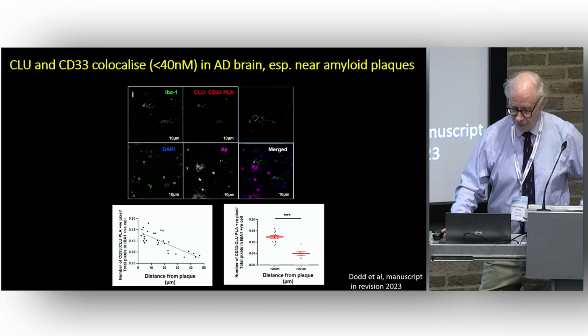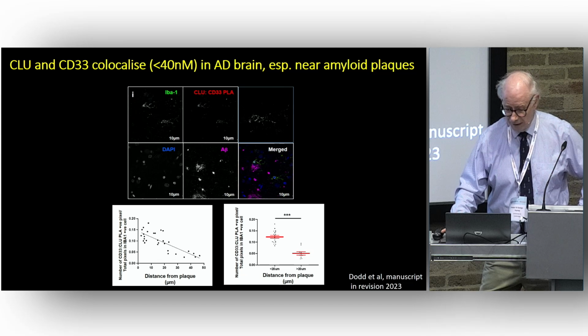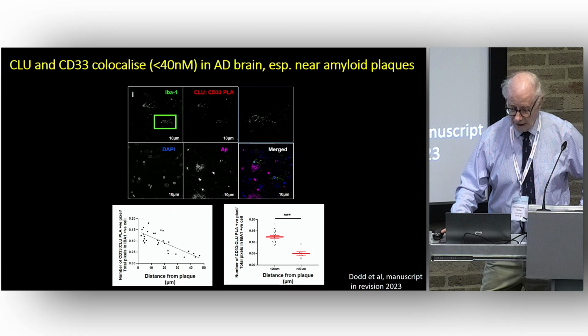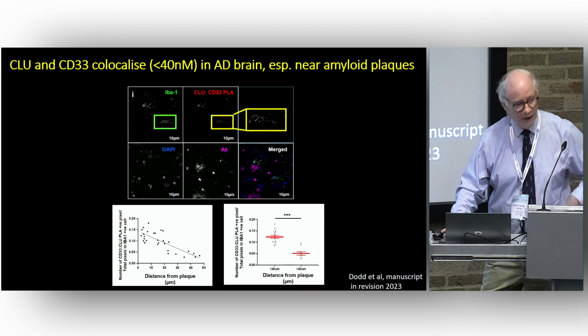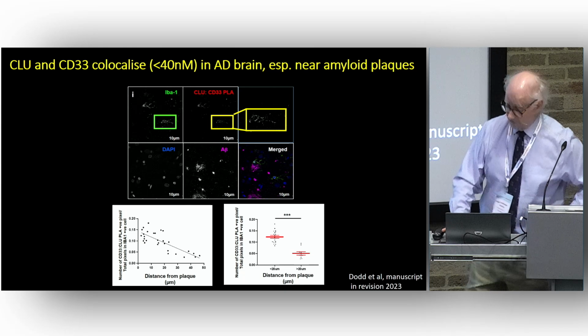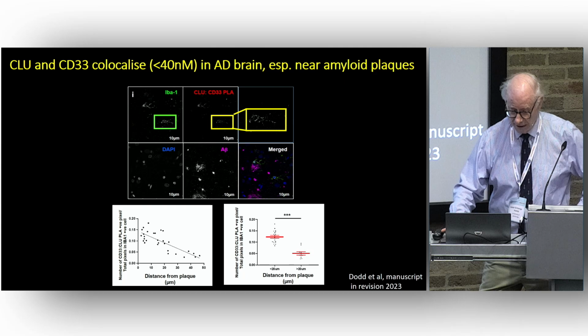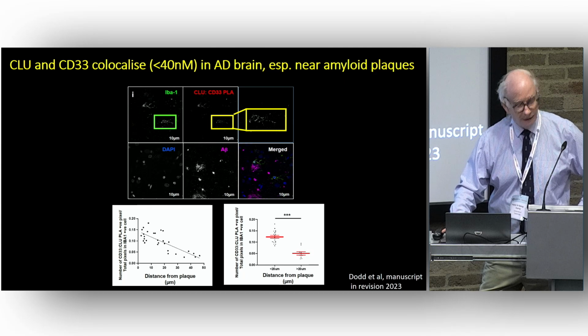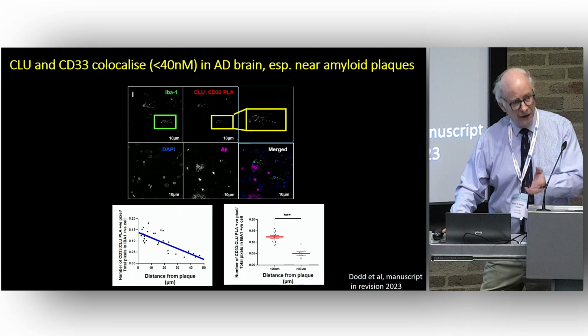So we used this PLA assay to look for CD33 and CLU co-localization in microglia, and what we were able to see was that there was good evidence of this proximity ligation with lots of pixels of positivity for this interaction, and crucially, this showed a proximity relationship. So microglia that were closer to an amyloid plaque had more PLA pixels than did microglia that were far away from an amyloid plaque.